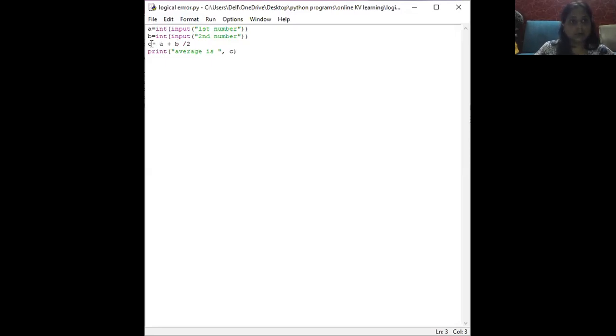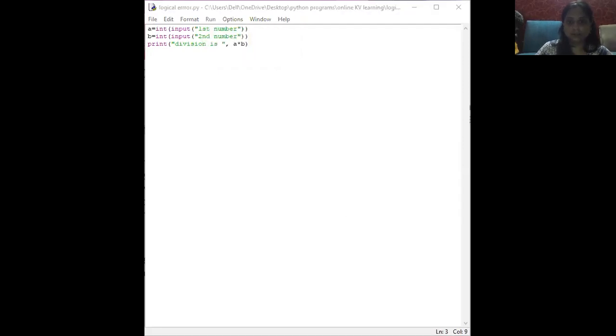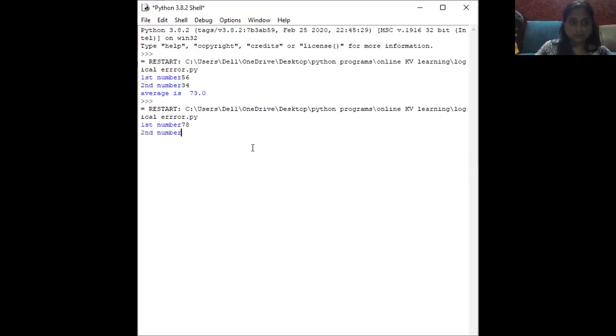Let's see another example. For example, I did this, and here I write, see, division is, and we write A divided by B. This is the floor division to get the integer division. Now I have written this. When we execute this program, see, run it, and we get, see, first number enter 78, second number enter, let's say, 2. Division is 156. Is it correct? This is the product of these two numbers, but we are expecting the division. We are expecting the quotient here. Now, what's the problem? See the problem.